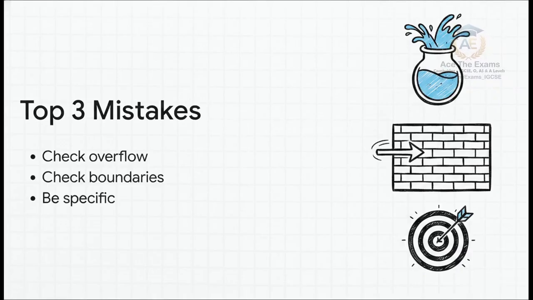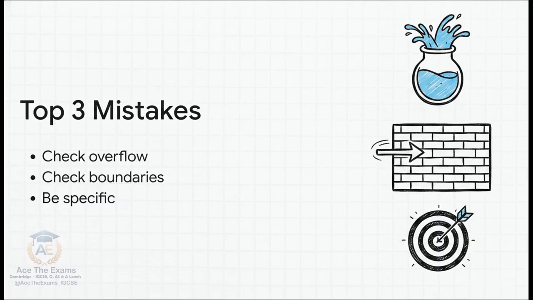Number 1, forgetting to check overflow and edge cases. Seriously, when you are incrementing or decrementing with INC and DEC, what happens at the absolute limits of that data type? Do you get an overflow error? Number 2, forgetting to check boundary conditions. This is huge when using CMP and JMP to control loops. Ask yourself, does the loop stop at 9, 10, or 11? Off by 1 errors are a classic trap.